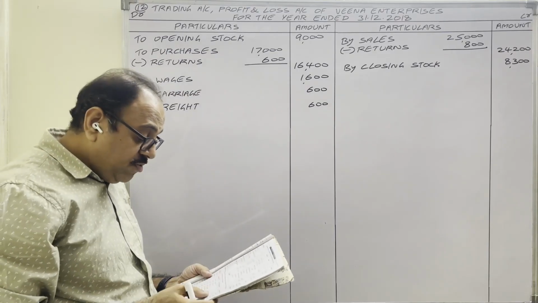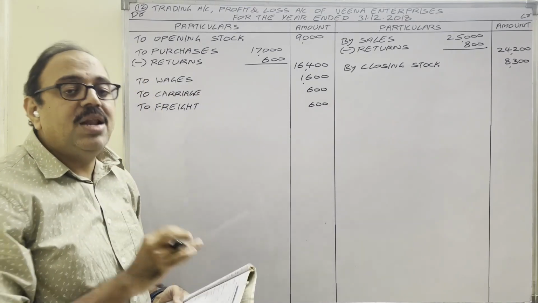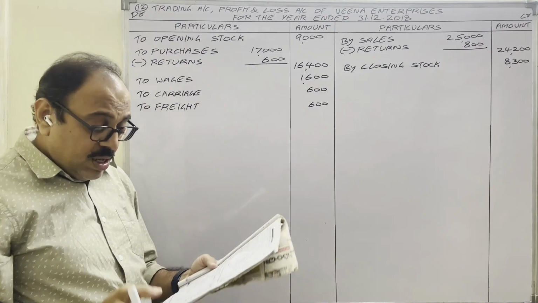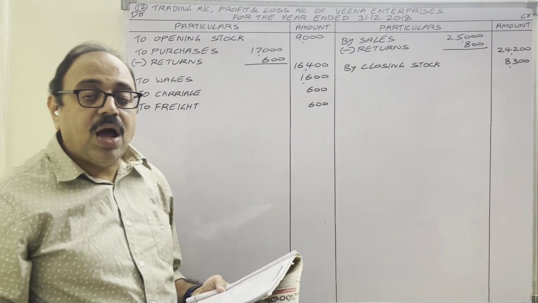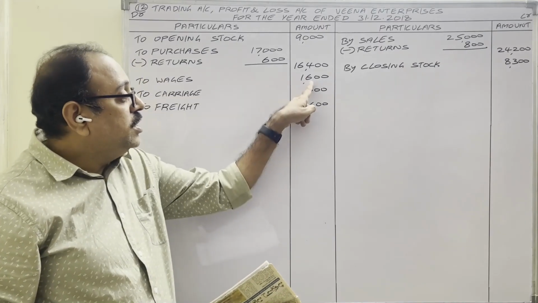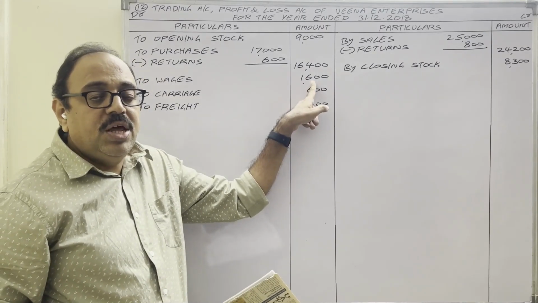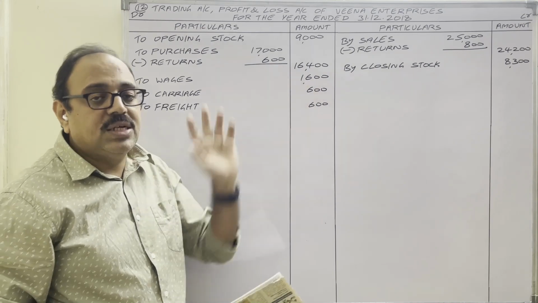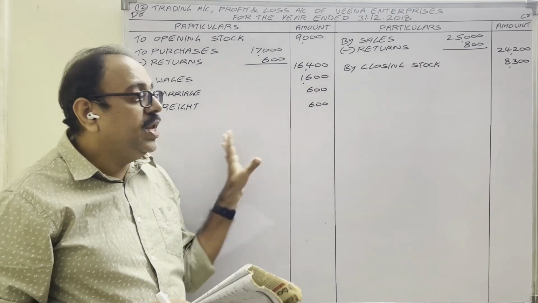But outstanding wages is given in the trial balance. Means what? The 2,600 outstanding wages are already considered while writing this trial balance amount. Therefore, again we should not adjust. So everything we have taken in the trading account.